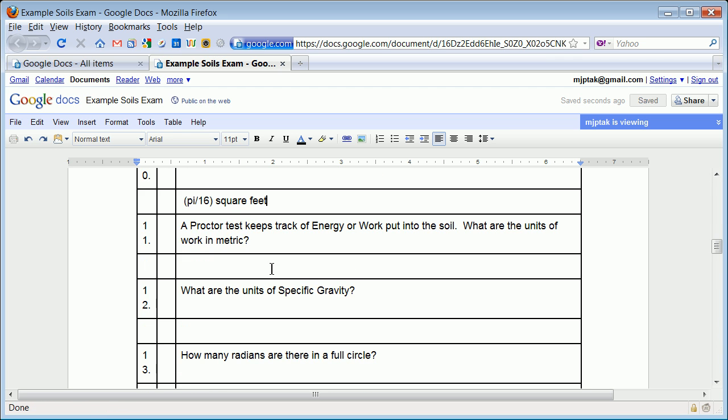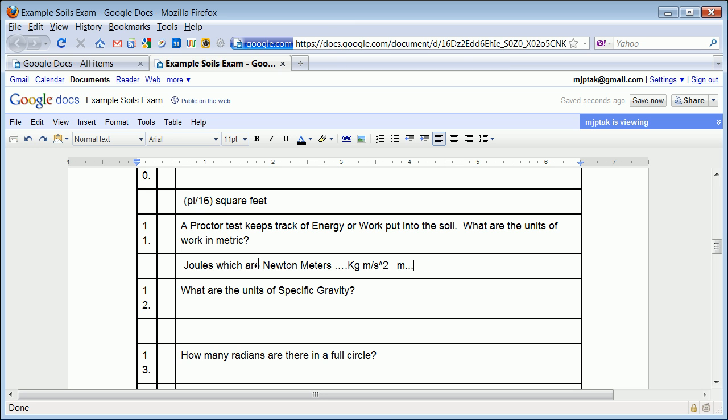A Proctor test keeps track of work or energy put in the soil. What are the units of work in metric? Work is energy. It is joules, which are Newton meters, which are kilogram meters per second squared times meters, which are kilogram meters squared per second squared.